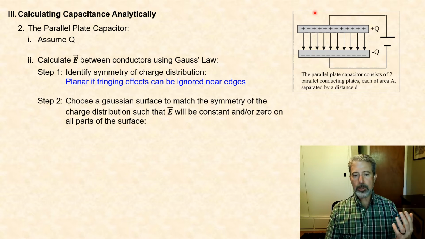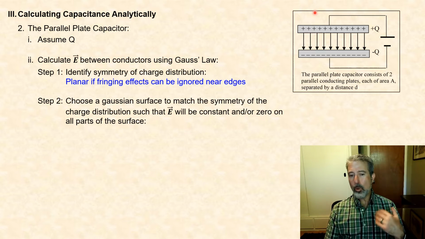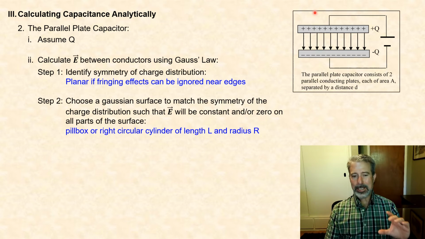We're going to choose the Gaussian surface to match the symmetry of the charge distribution, in order that the electric field will either be zero or constant on each part of the surface. And so, as we've seen previously, the Gaussian surface we choose is that Gaussian pillbox. It's a right circular cylinder, we'll say of length L and radius R.